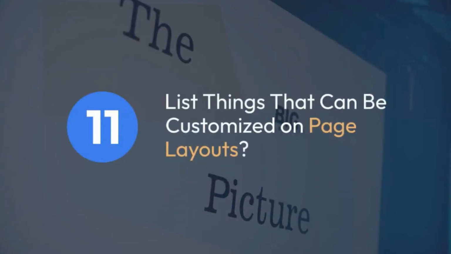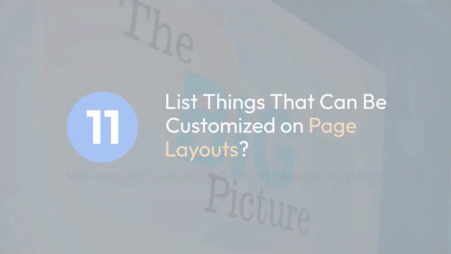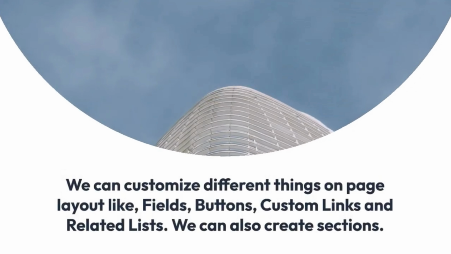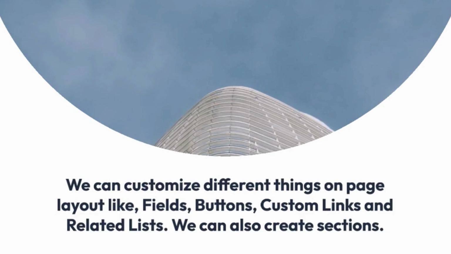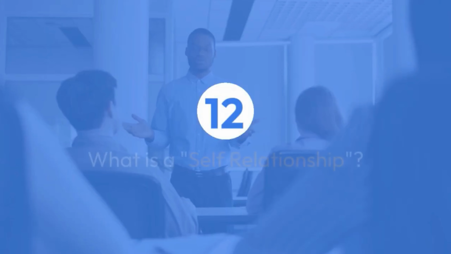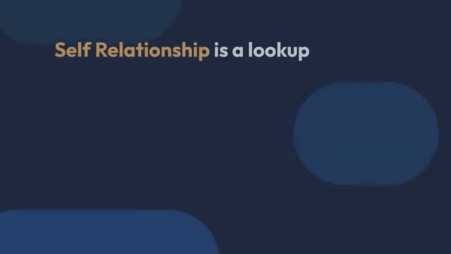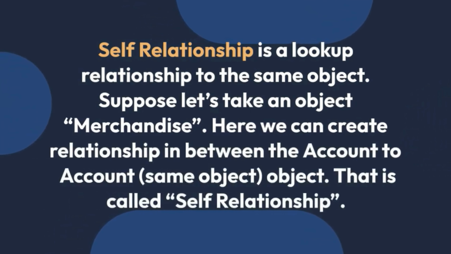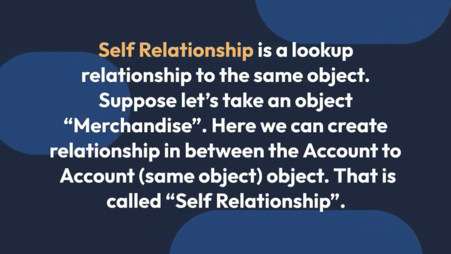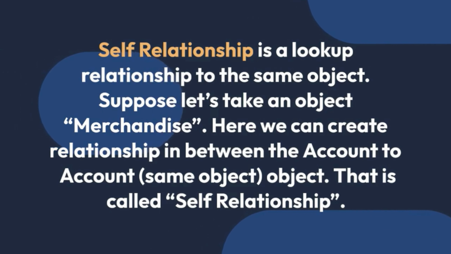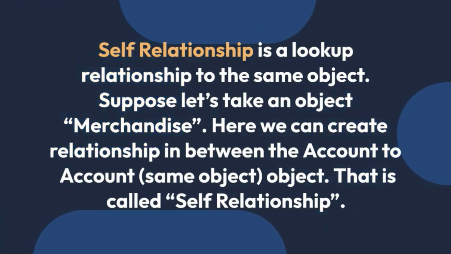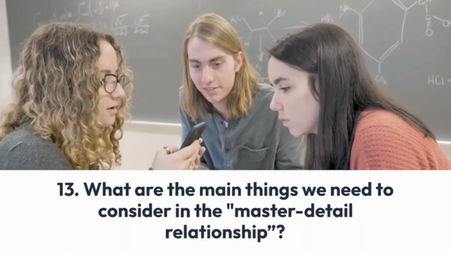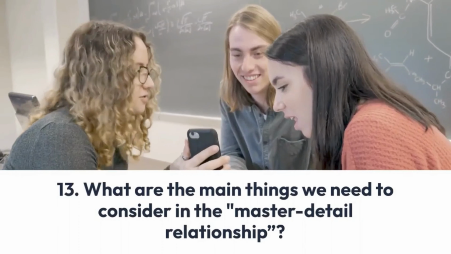11. List things that can be customized on page layouts. We can customize different things on a page layout like fields, buttons, custom links and related lists. We can also create sections. 12. What is a self-relationship? A self-relationship is a lookup relationship to the same object. Suppose let's take an object, merchandise. Here we can create a relationship between account to account object. That is called a self-relationship.